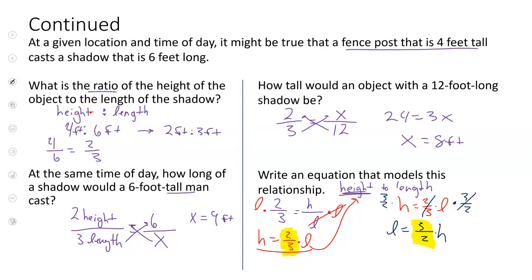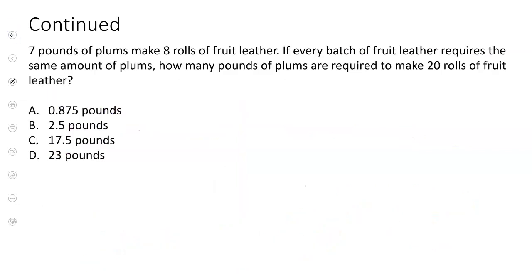Constant of proportionality is that ratio of the relationship. So, using that ratio, we could go through and we could solve. 7 pounds of plums make 8 rolls of fruit leather.